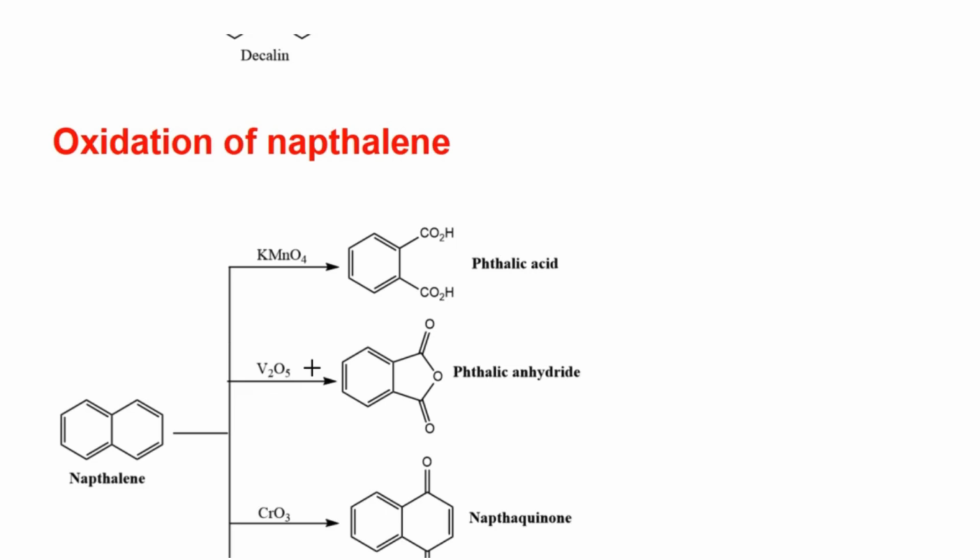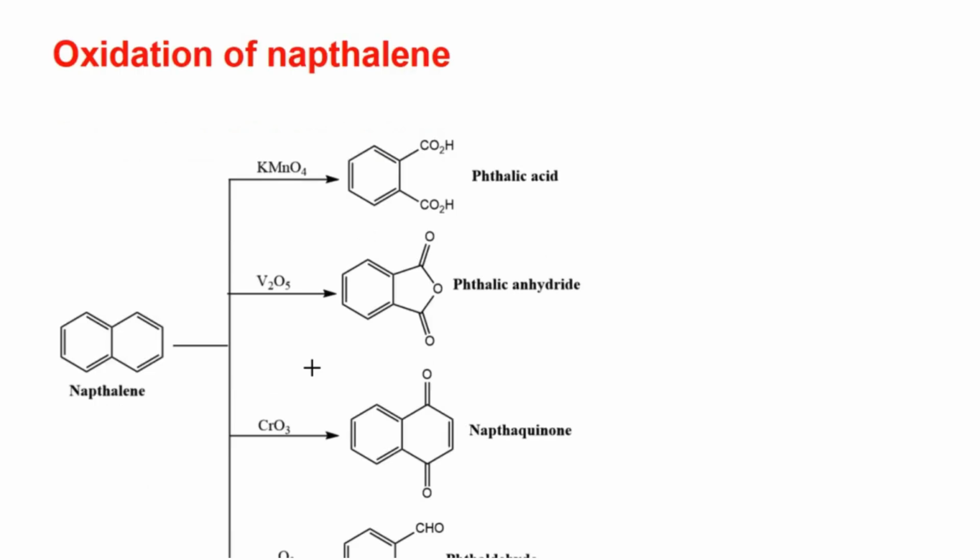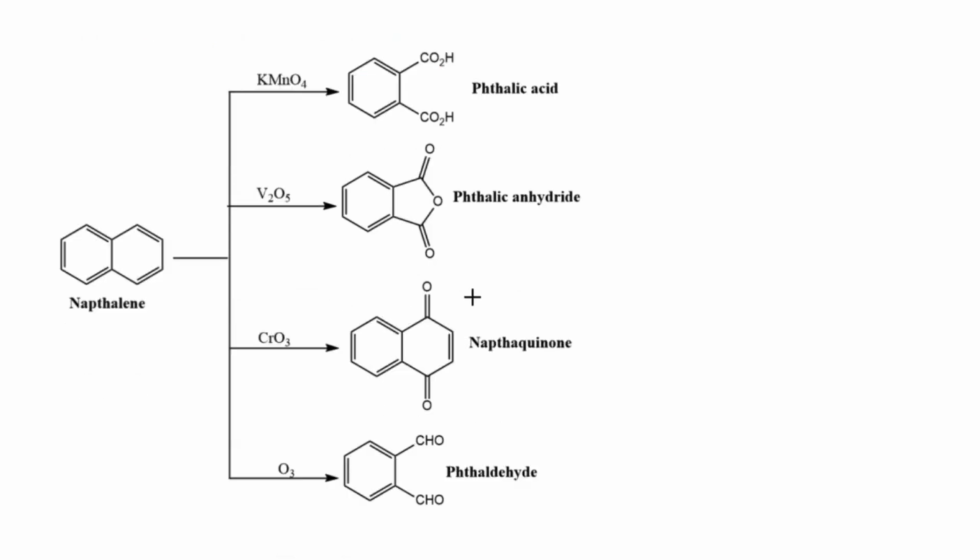Now we are going to see the oxidation of naphthalene. Here we get different products according to the nature of the oxidizing agents. If you use KMnO4, the product is phthalic acid, and with vanadium pentoxide, the outcome is phthalic anhydride. With chromic oxide or chromium trioxide, we get naphthoquinone, and with ozonolysis we get phthalaldehyde.